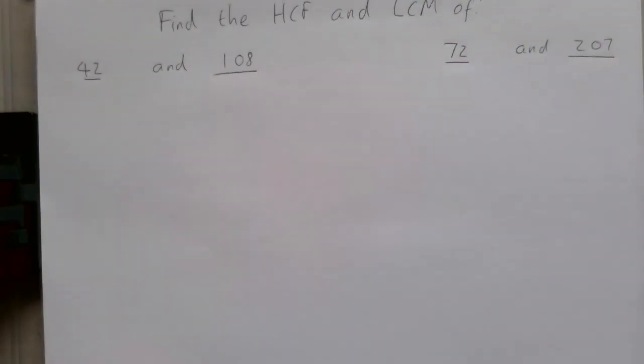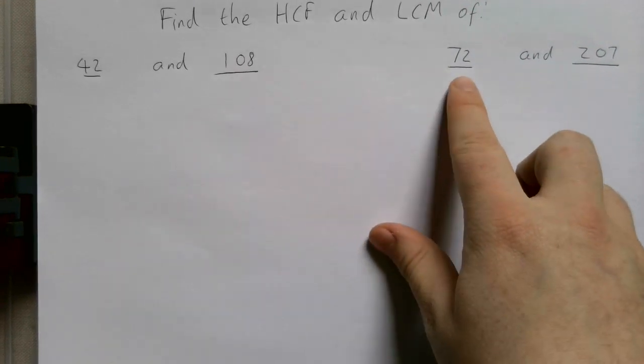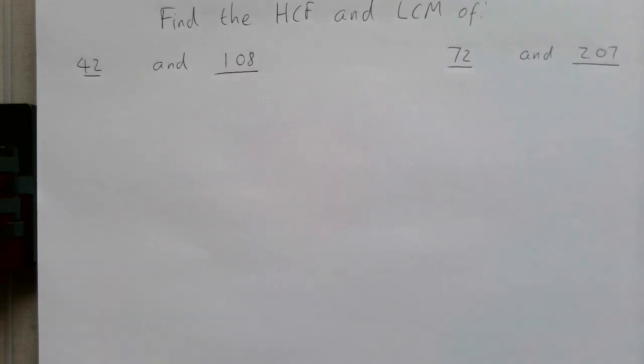Okay. So what I want you to do now, guys, on your own, pause the video, find the highest common factor and the lowest common multiple of 42 and 108, and then of 72 and 207. Okay, so just pause the video now and have a go at those.